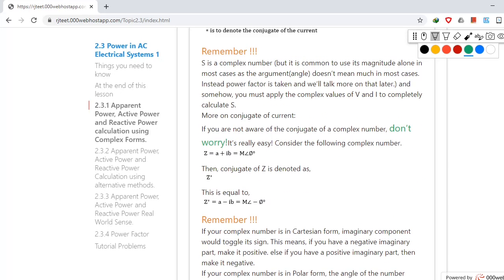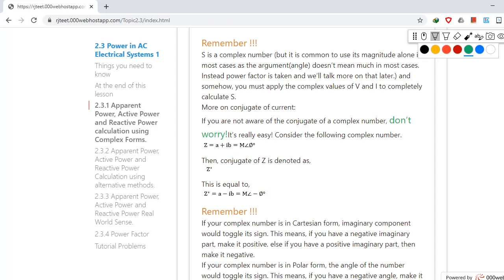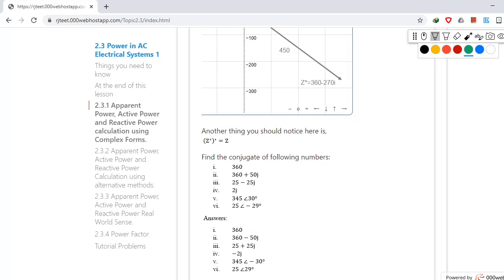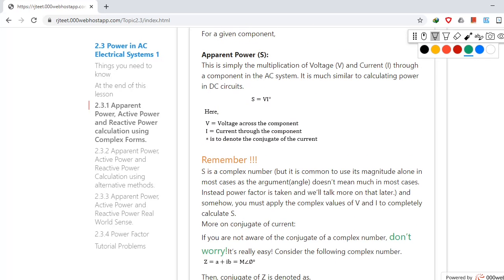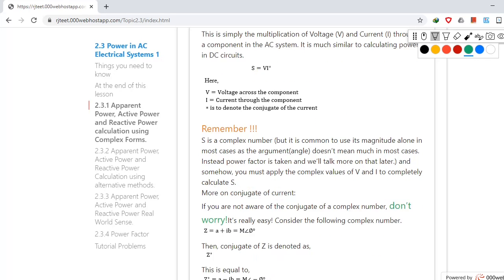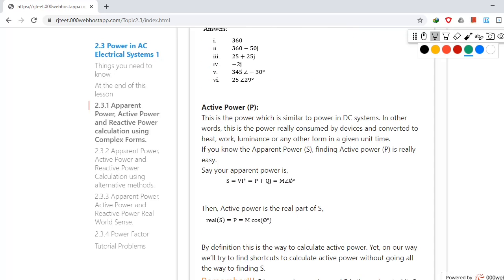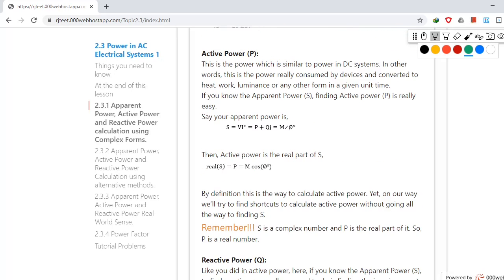And the next thing you must know is that the unit we are going to use to measure apparent power is volt ampere. It could be kilovolt ampere, megavolt ampere, or anything. You may have any prefix you want, but the basic unit would be volt ampere. Right. So going to the next component, active power.